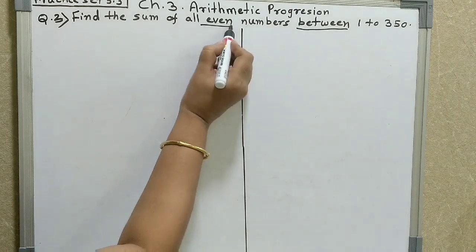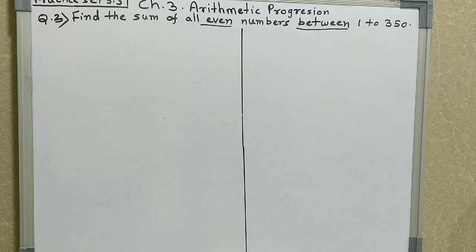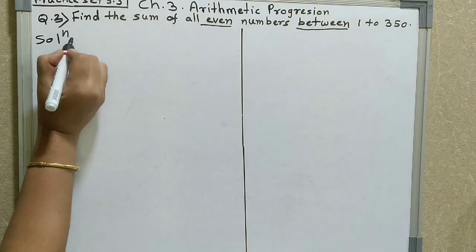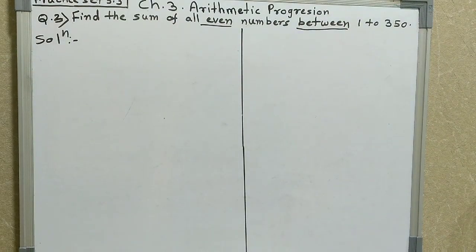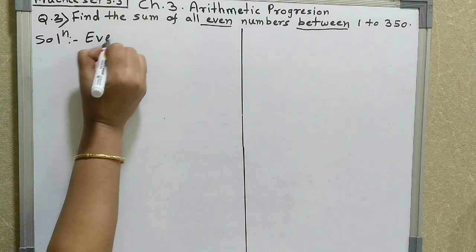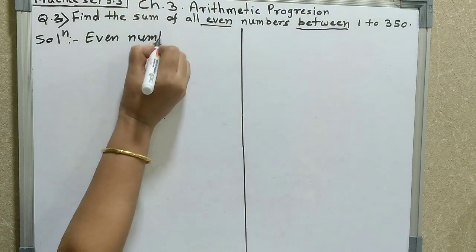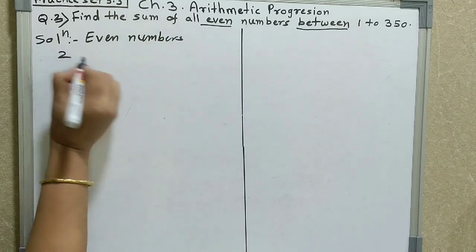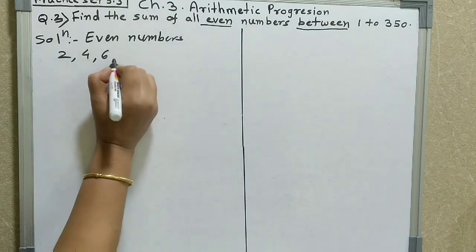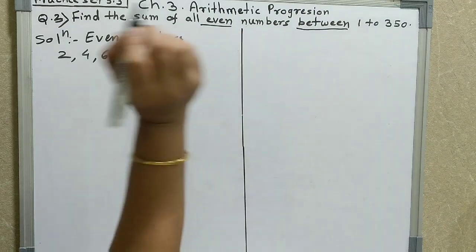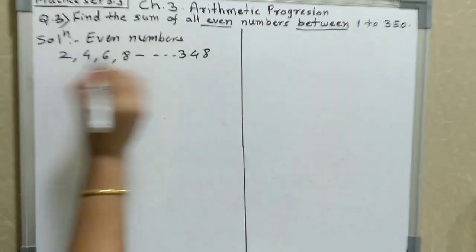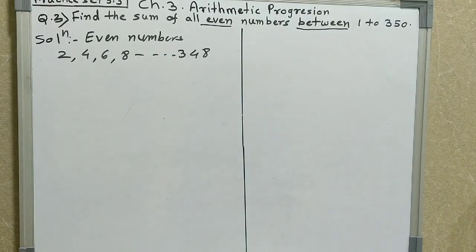Then we write the even numbers. An even number is a multiple of 2, that is, a number divisible by 2. So the even numbers start from 2, 4, 6, 8 up to 348. This is the first term and this is the last term.